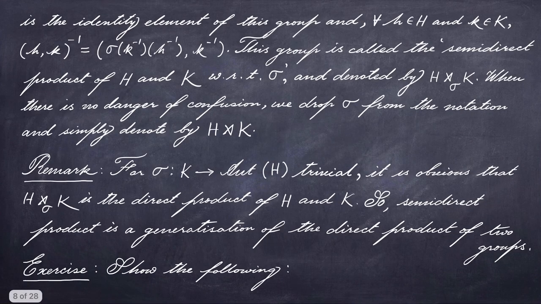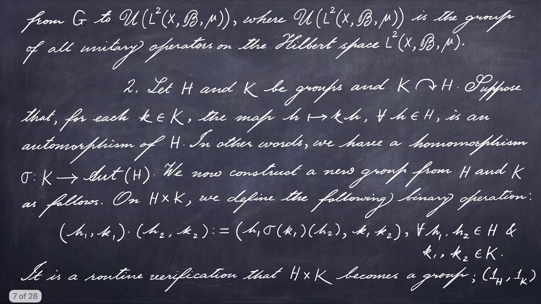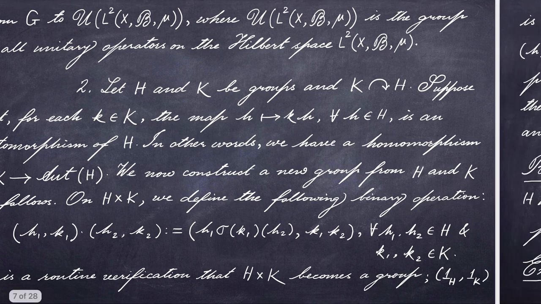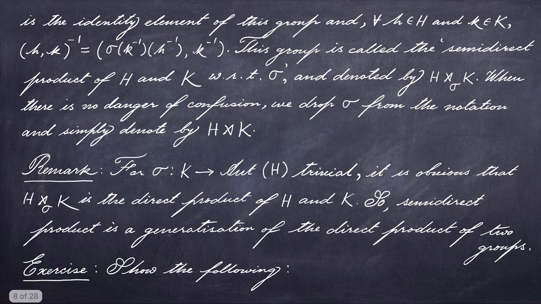So what we see is that the semi-direct product is actually a generalization of the direct product of two groups. Let me just repeat that on this H cross K, we are going to define a new binary operation which will make it a group. Of course, the obvious choice on H cross K is taking the component-wise product, which gives us the direct product. But here we are giving something else which turns out to generalize the notion of direct product.